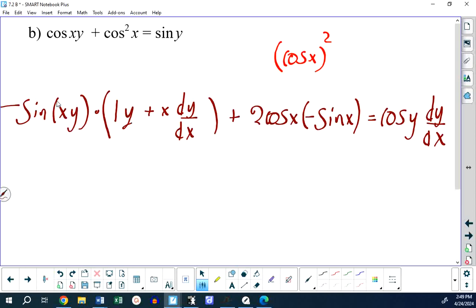So the derivative of cosine xy is negative sine xy times the derivative of xy. And the derivative of xy is found by considering xy to be a product of x and y, so you apply the product rule. Derivative of x times y plus x times dy/dx. Plus, again, cos squared of x is cos of x quantity squared, so we apply the power rule followed by the chain rule. And then sine of y, we apply the rule for the derivative of sine and the chain rule. Are we good with that?